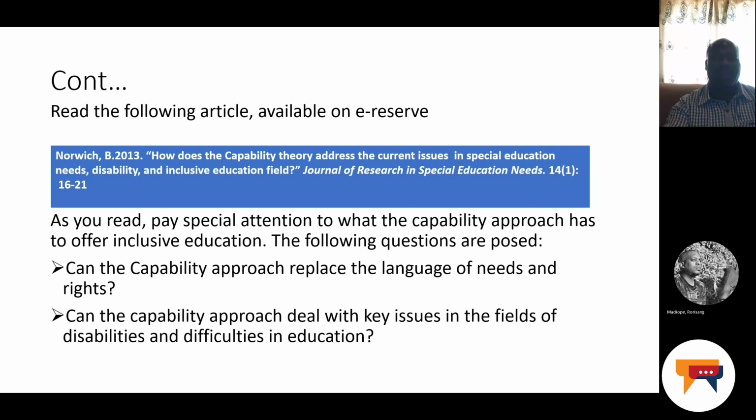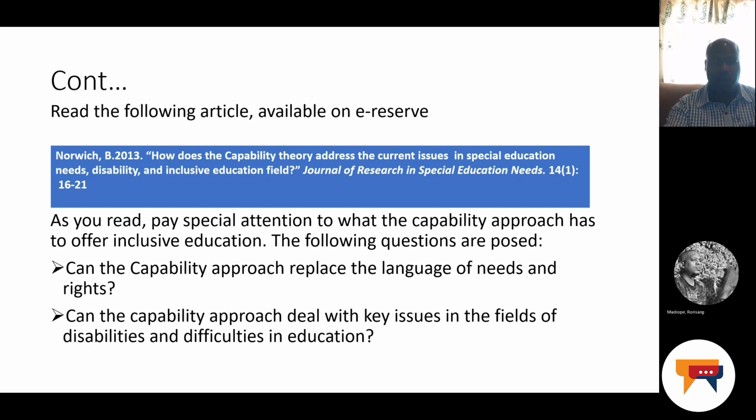Read the following article that is available on the e-reserves. This article is from Norwich B of 2013, titled, "How Does the Capability Theory Address the Current Issues in Special Educational Needs, Disabilities, and Inclusive Education Field?" That is the Journal of Research in Special Educational Needs. As you read, pay special attention to what the capability approach has to offer inclusive education.